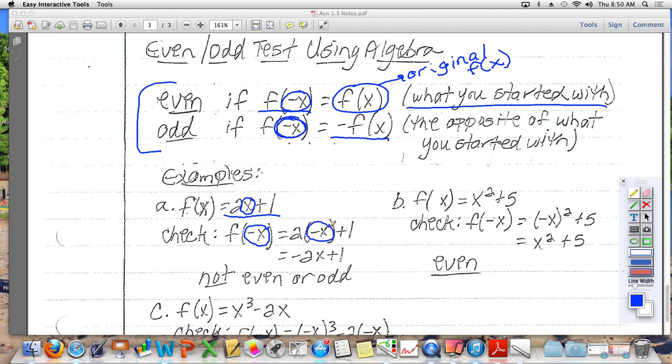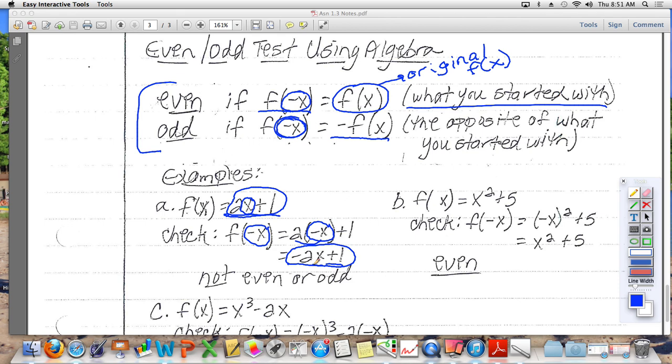And then I just evaluate this function. What is 2 times negative x? Well, it's negative 2x. And then the 1 doesn't change. It stays a plus 1. So this is what I started with, 2x plus 1. Did I end with 2x plus 1? You did not end with 2x plus 1.